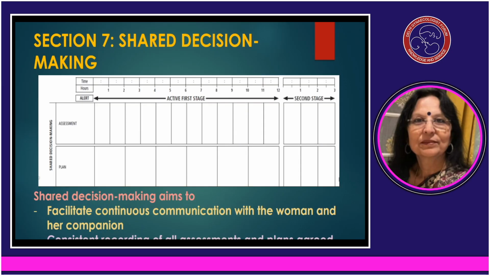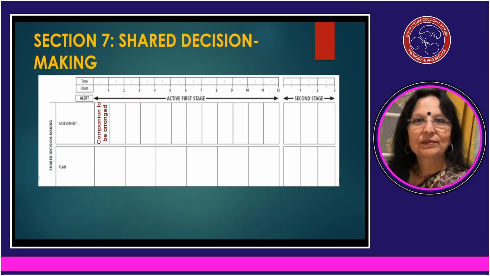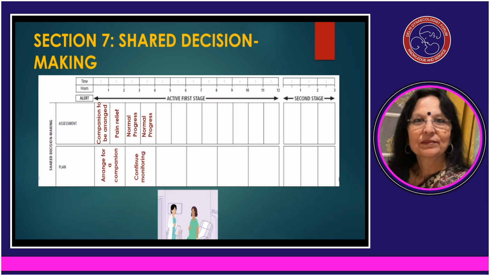And this is a shared decision making, which is the most important part of this partogram, that whatever your findings are, please just continue clicking, that you will always assess whether you need a companion. Please click, please change over again. Companion to be arranged, pain relief to be given, arrange for a companion. In case there is normal progress, you will write continue monitoring.